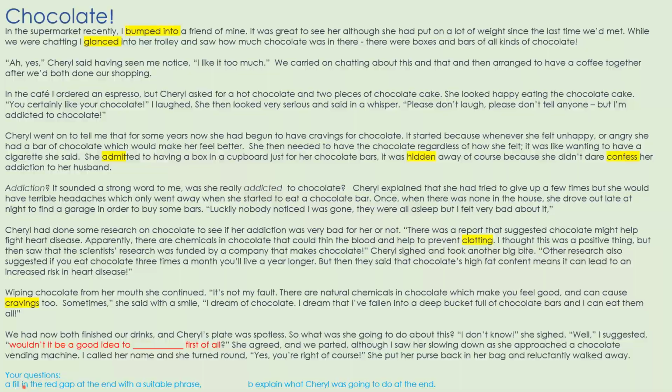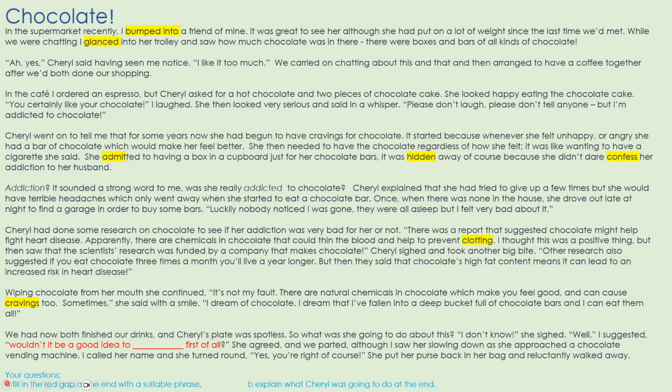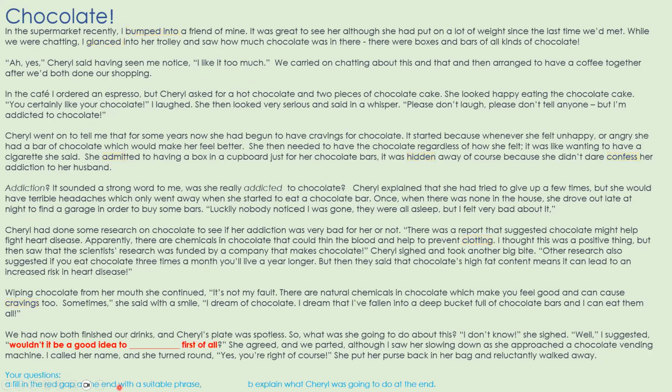So I'm just going to show you, I've set some questions. I've not called them gist questions to the students, but they are gist questions. So fill in the gap and explain what Cheryl was doing at the end. It is on the slide with the story. It's down here in blue, and the gap that they're going to fill is here in red, so it stands out. So reading for gist is reading for the general overview of the text.